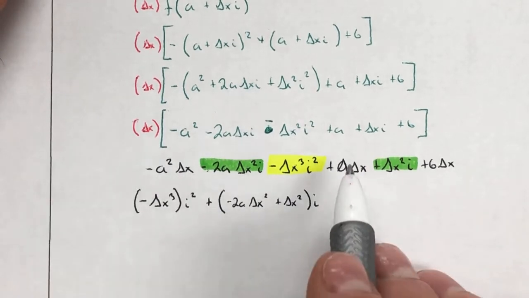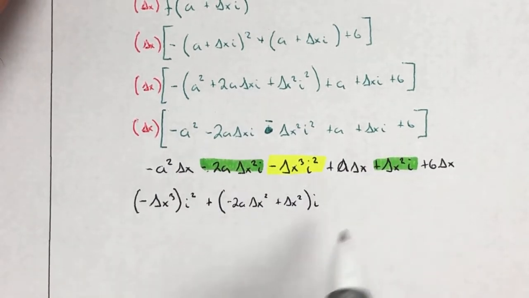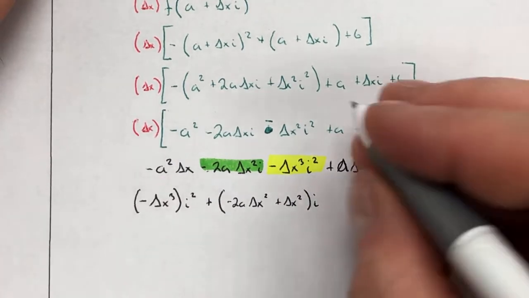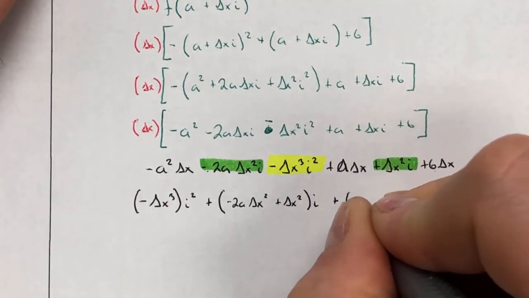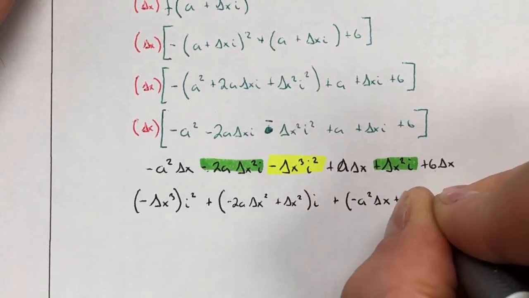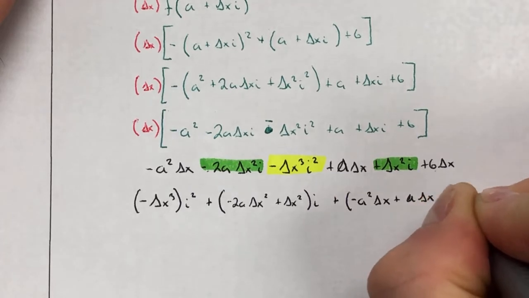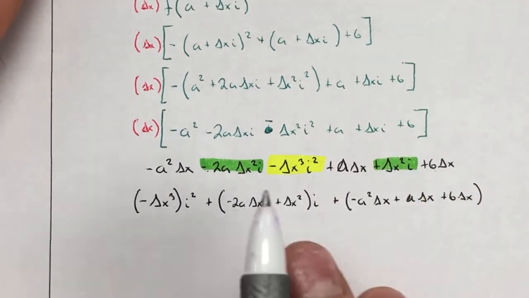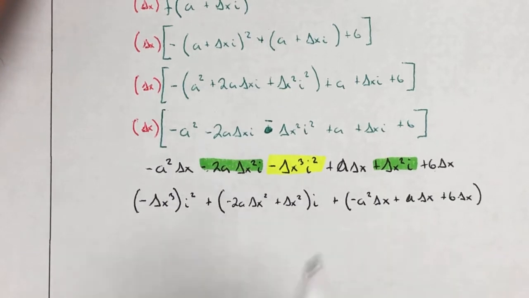Lastly, these are just three individual terms. There's no i's, so I'm going to combine them however we can. I have an a squared, an a, and a 6, so I'm just going to leave that as negative a squared delta x plus a delta x plus 6 delta x. So I have my i squared, my i, and my regular thing.